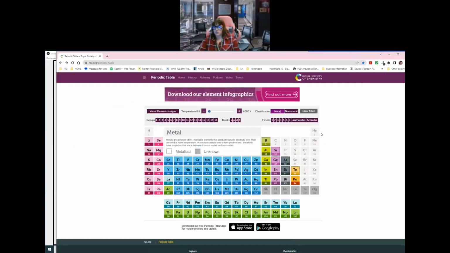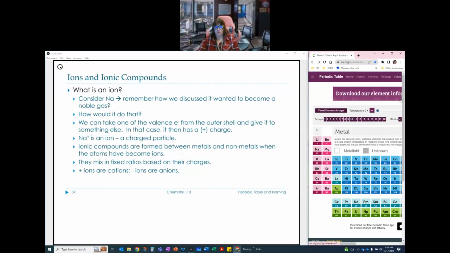And of course, the noble gas before it is this neon. So it would lose that 3s1 to become like neon. When it loses that 3s1, it then has a positive charge. Okay, so Na plus is an ion. It's a charged particle. Ionic compounds are formed between metals and nonmetals when those atoms have become ions. So if the metals want to lose electrons to become positively charged, and my nonmetals want to gain electrons to become negatively charged, those things are going to be electrostatically attracted to each other, and they can make ionic compounds.